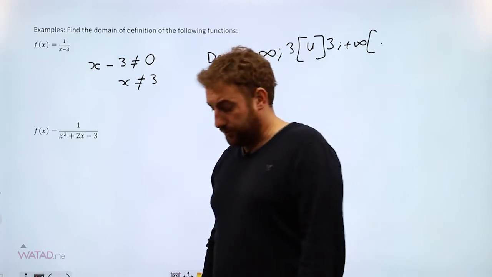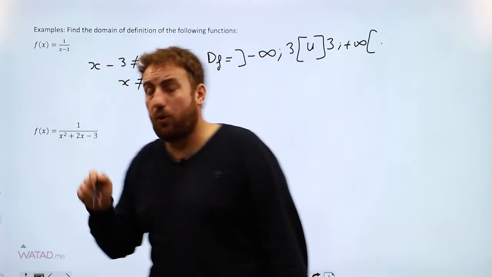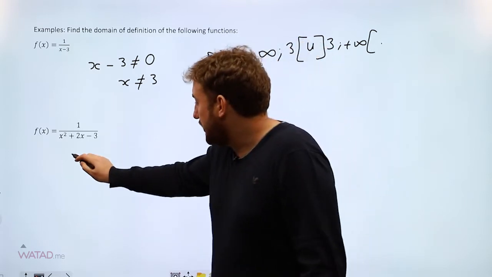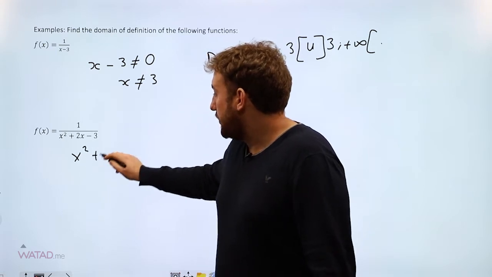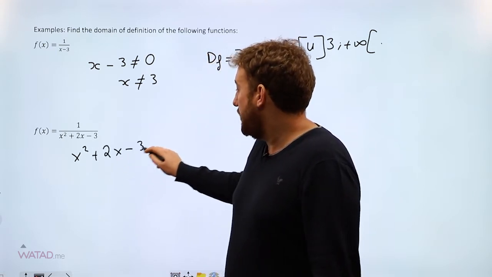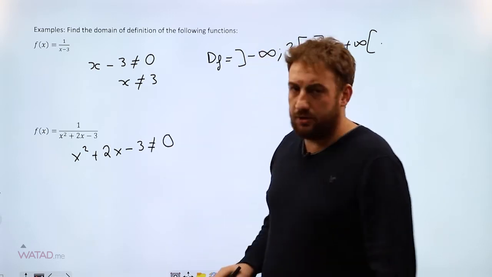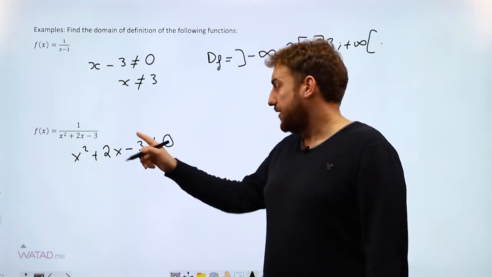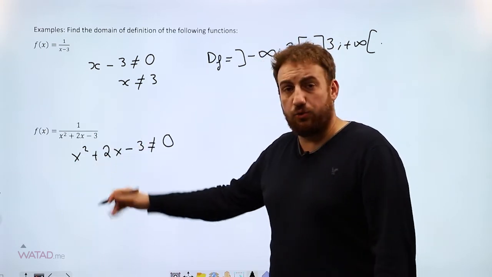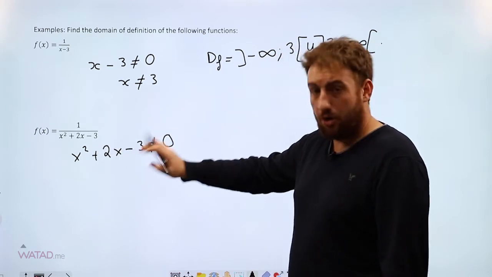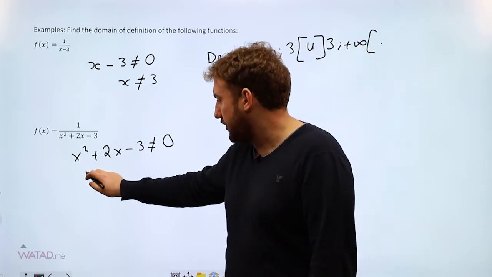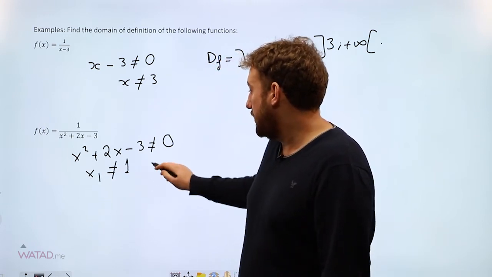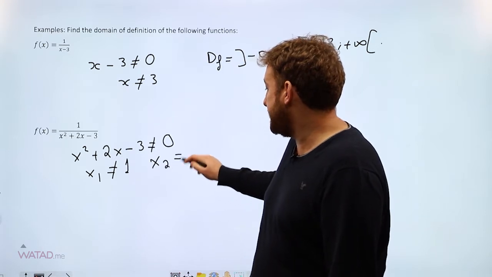Let's say we have the second function. In the second function, we have 1 over x squared plus 2x minus 3. Again, without even thinking, you take x squared plus 2x minus 3, and we put it to be different than 0. Here you should remember another concept from grade 11. You have a second degree equation. Whether you're going to do delta or you're going to do it on your calculator, here, by our calculator, we're going to find two roots. x1 will be 1, and x2 will be minus 3.